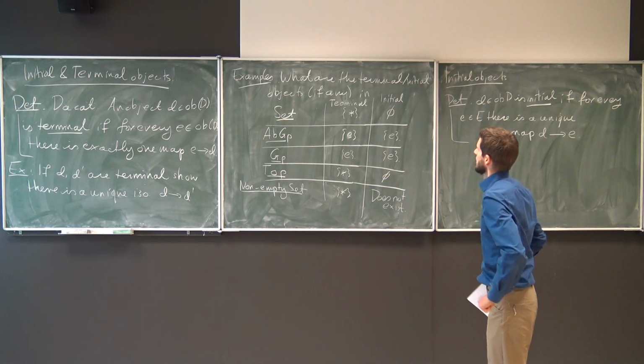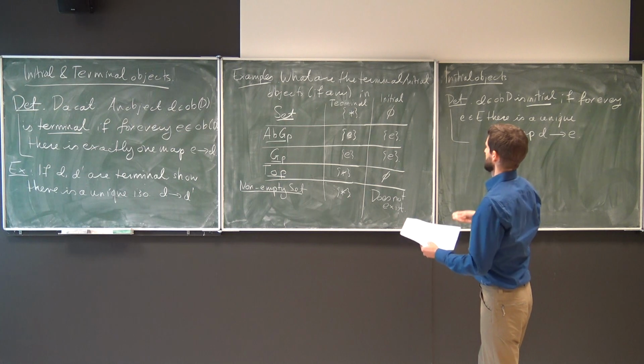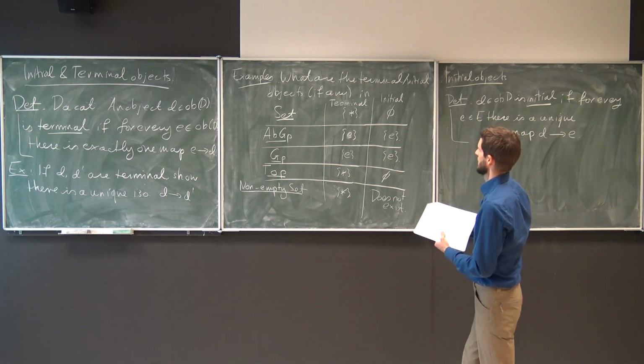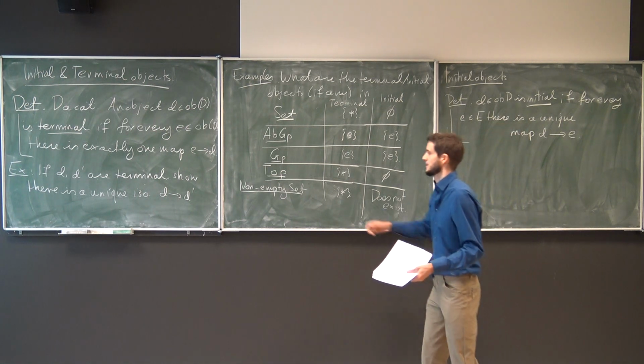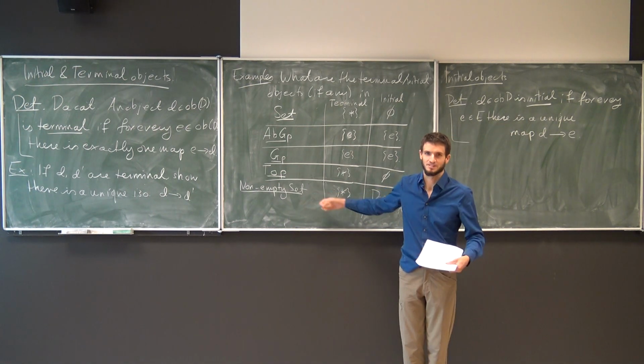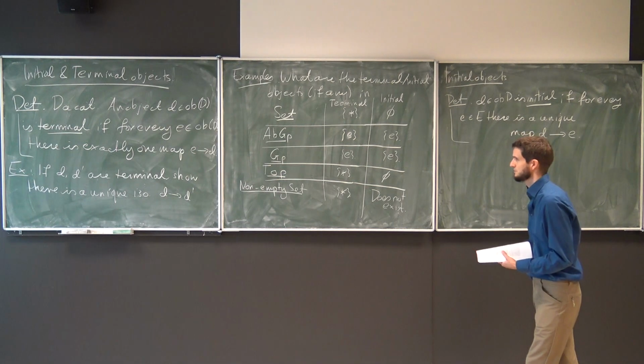Now, so far we have not seen any examples where terminal objects don't exist, but here we can give a very cheap example. If you take the opposite category to the category of non-empty sets, then you see one. We will meet more interesting examples later on.